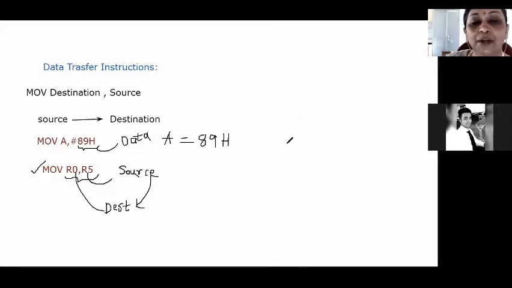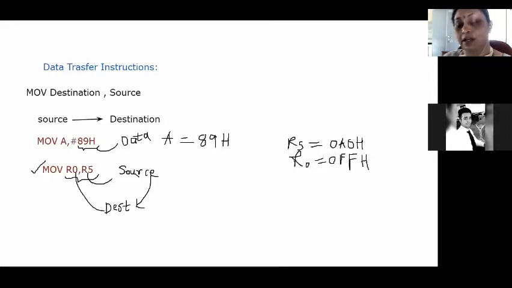Now, for example, suppose R5 contains A0 hexadecimal, and R0 contains 0F hexadecimal. Now, if this is the case, what will happen after execution of the instruction MOV R0, R5?